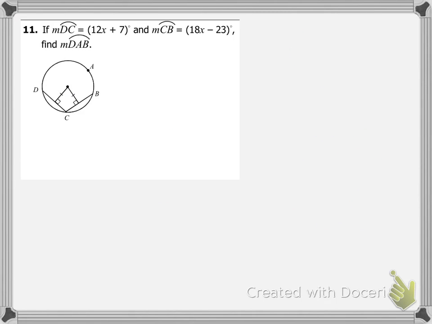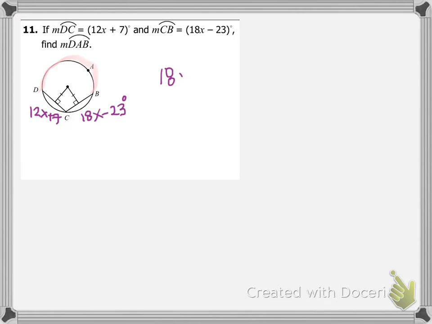Okay, so let's look here. So if the measure of the arc DC is equal to 12x plus 7, and CB is 18x minus 23, find the measure of DAB. So what I want to find is this arc here. Okay, so what can I do here? Those are chords inside of a circle, so those two are going to be equal to each other.